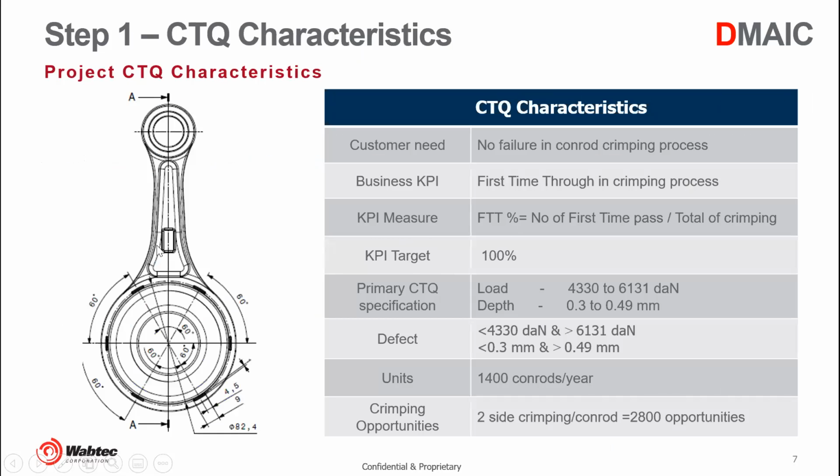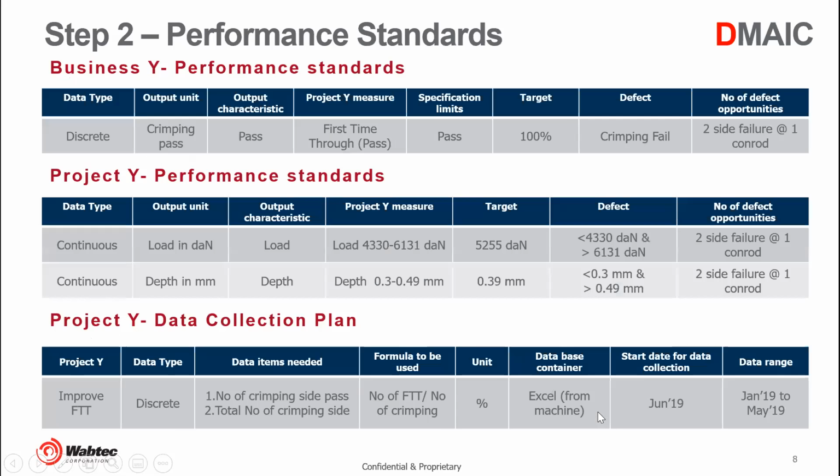Going to the next slide, in this we see the CTQ characteristics. What are the customer needs? No failure in conrod crimping process. The business KPIs, the KPI measure, we want the 100% KPI target. The primary CTQ is the load and the depth, load in decanewtons and depth in millimeters. Then the defects, the units, the number of units of conrod, and since it is going to be on both sides, the number of opportunities occurring in this part of conrod. We go to the next slide.